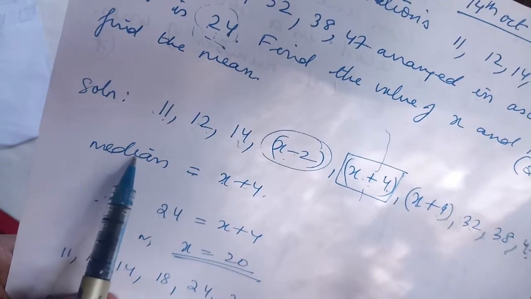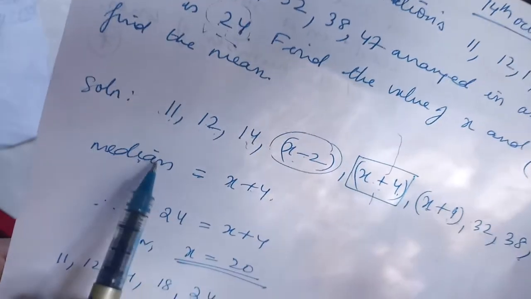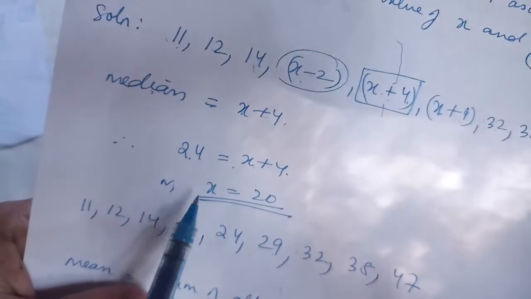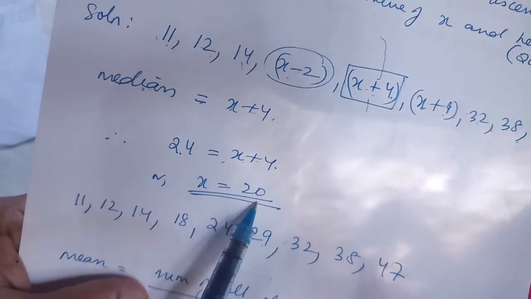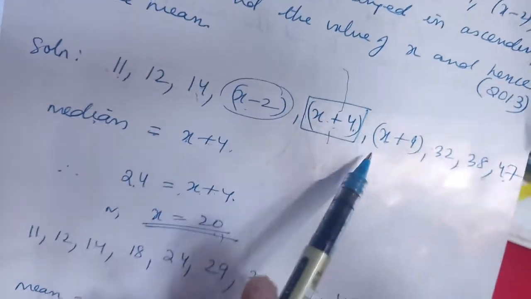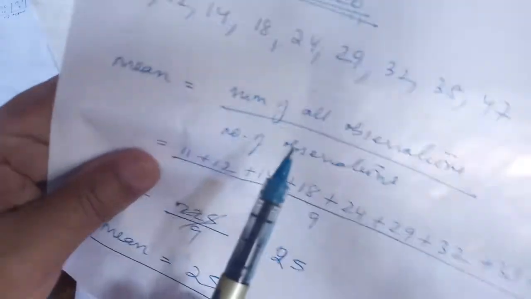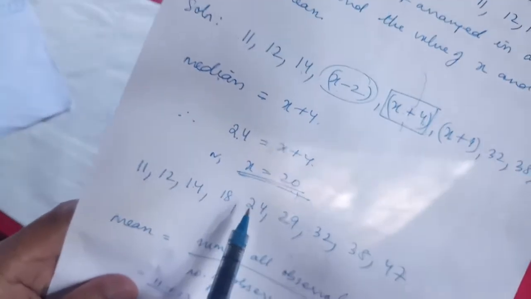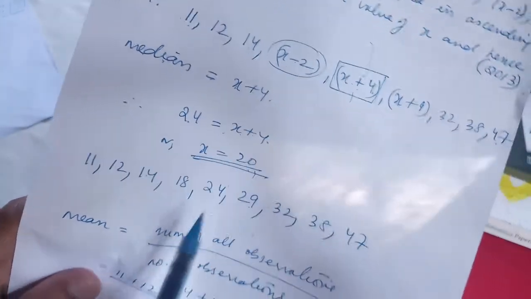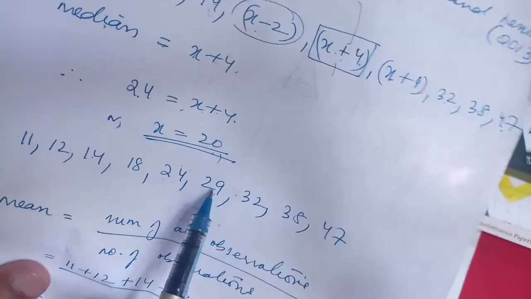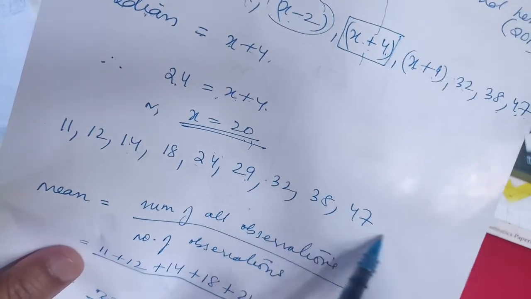But we also know the value of median is 24. So in place of median, you write down 24 here, equals x plus 4. Equals 20 you'll get. X will be 20. Now you have to substitute the value of x here and rewrite the observations. So the observations are something like this: 11, 12, 14, 18. Now see, we have substituted the value: 20 minus 2, 18, 20 plus 4, 24, 20 plus 9, 29, the rest. So now these are the 9 observations.